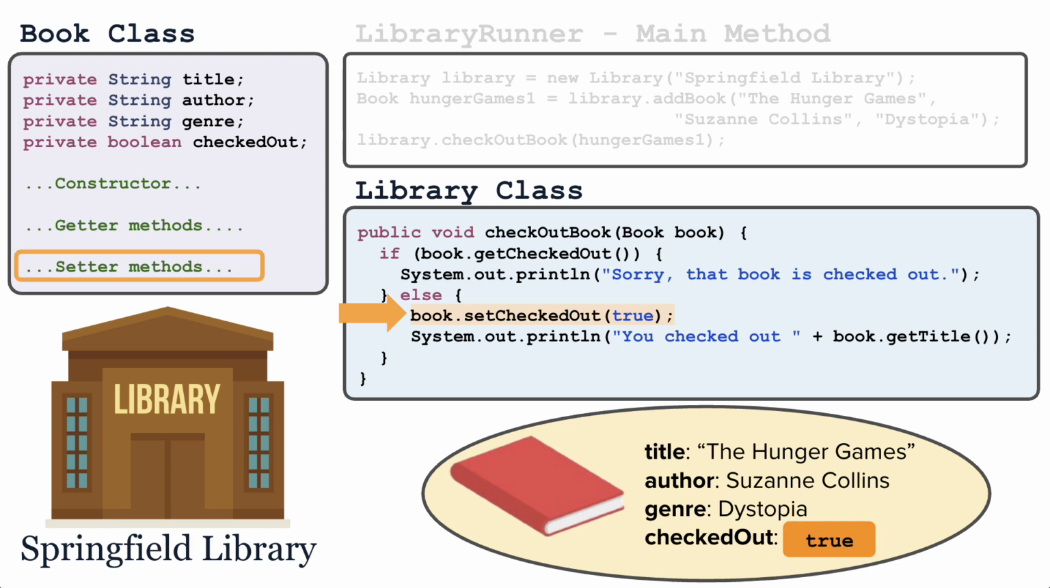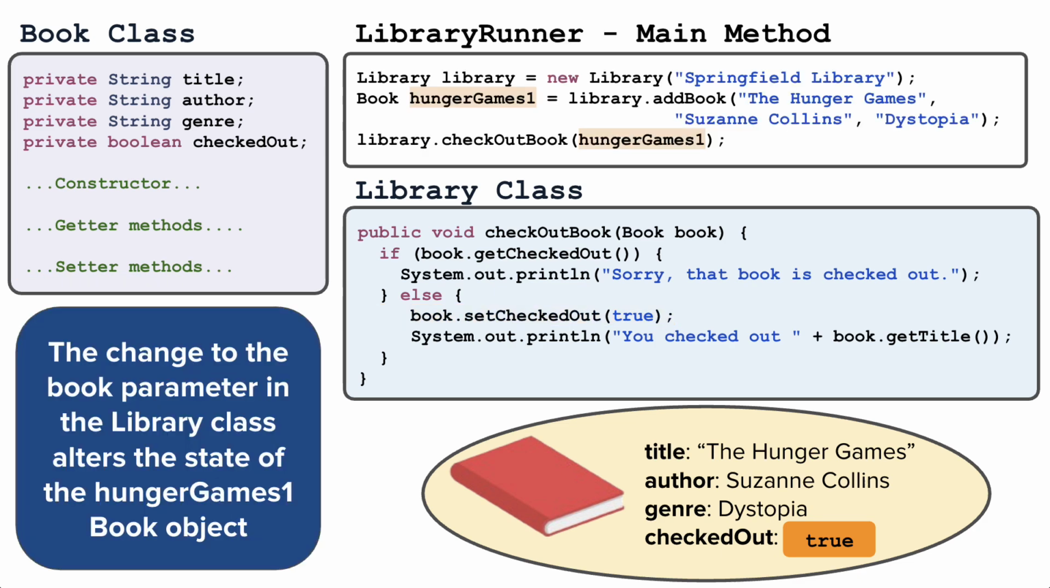The program then uses the book class setter method to change the value of the checked out variable to true. This leads to an important note about how Java behaves when you pass in an object as an argument. The change to the book parameter in the library class alters the state of the Hunger Games 1 variable in the library runner class, even though they are two different variables.